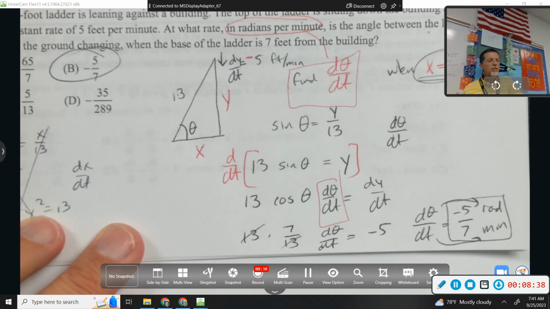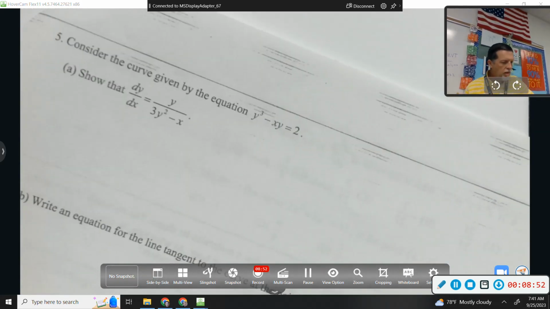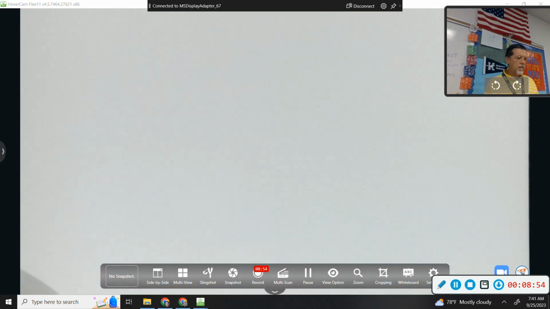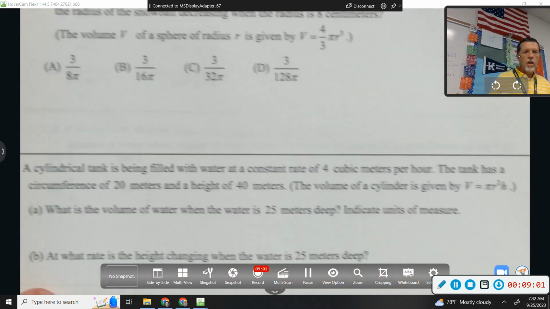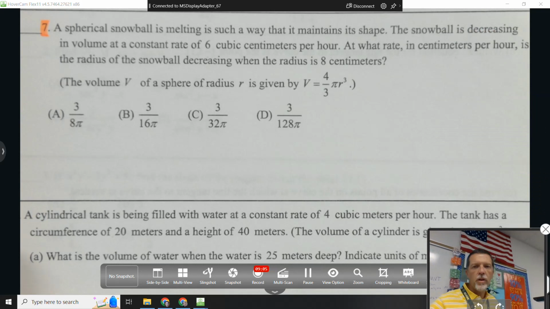So sometimes we give you the equation to take a derivative of, sometimes we expect you to come up with it. Like sine of theta equals opposite over hypotenuse. Number 7. Good, so here's an example of one where we give you the equation.